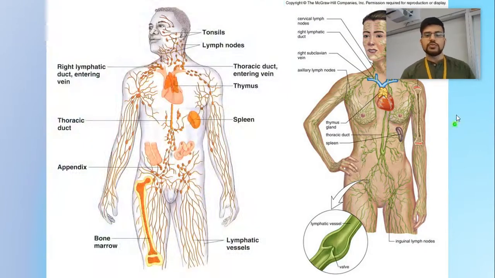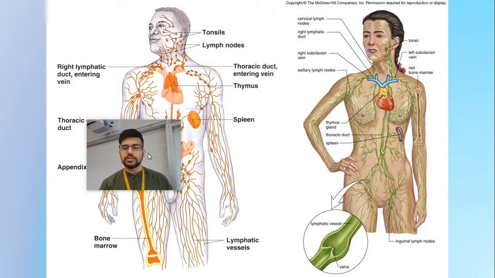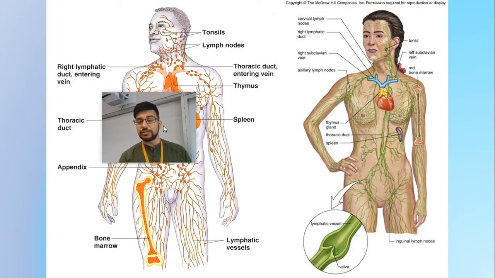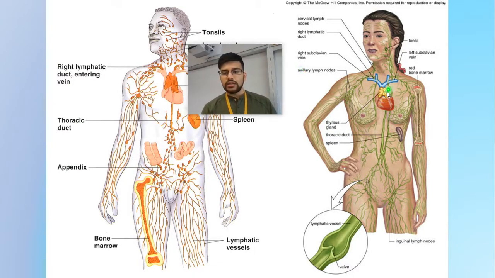A couple of images of what the lymphatic system looks like. So you can see on the female image here, everything that's green is a part of your lymphatic system. One difference is you can see the subclavian veins here as well. This is where your ducts are going to empty into.